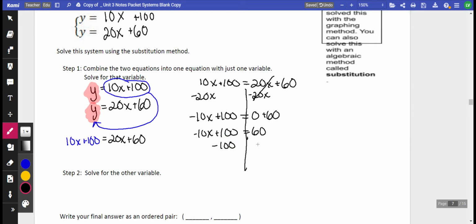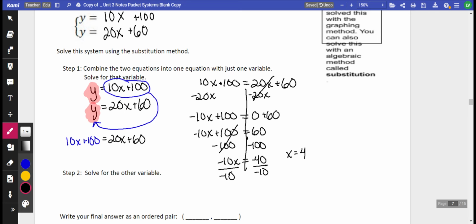Next, I'm going to subtract 100 from both sides. This leaves me with negative 10x equals negative 40. On both sides, I'm going to divide by negative 10. Again, this is to get my x variable by itself. So I get x equals 4.